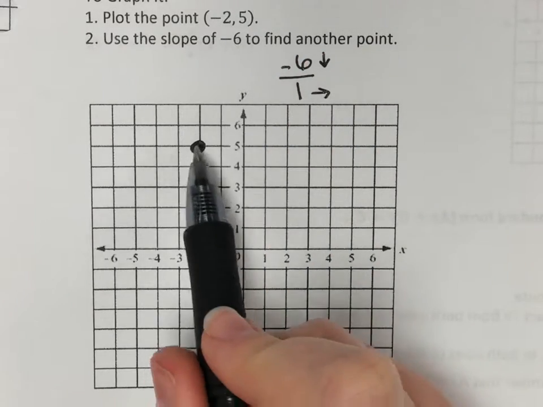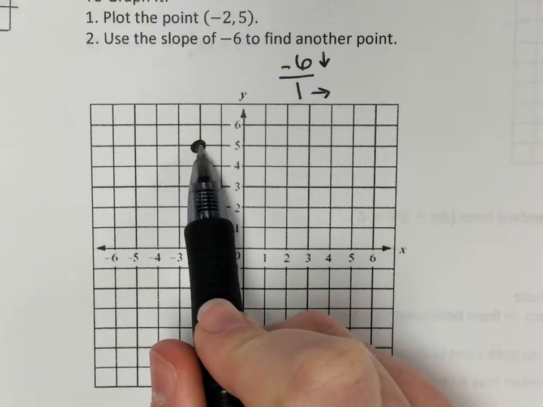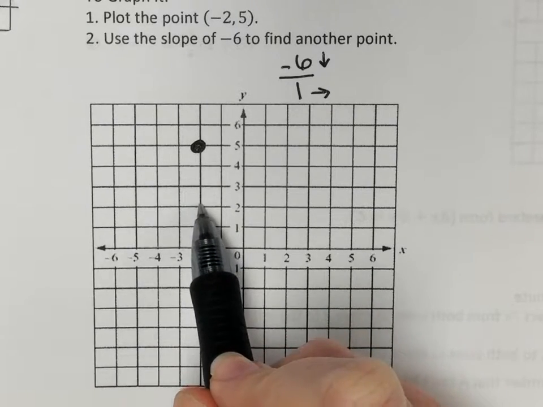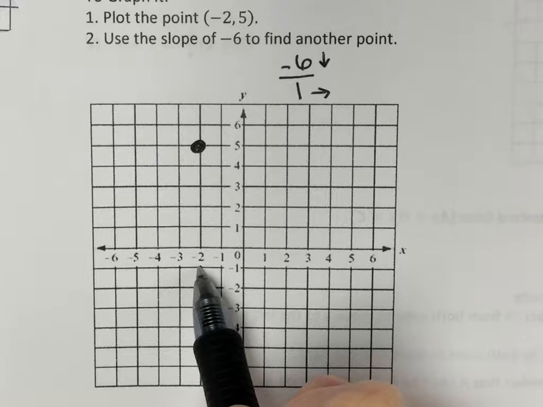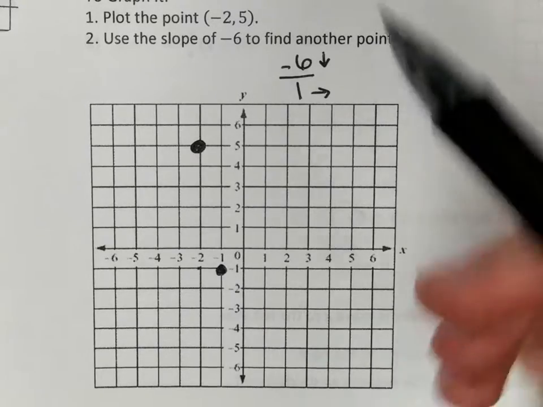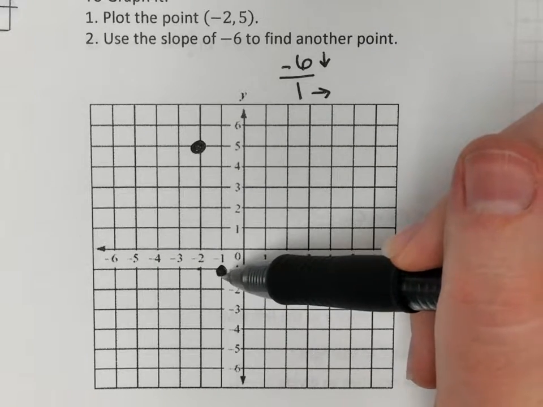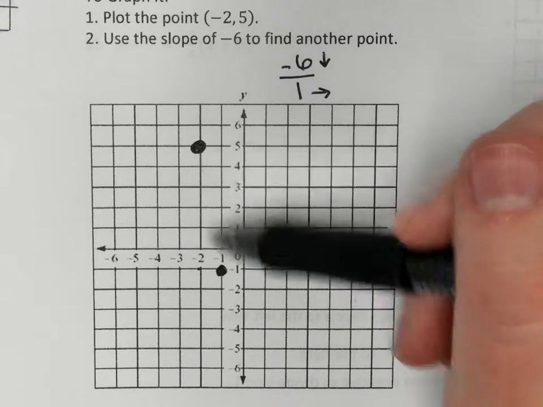Okay? So from this point that we plotted, it's not a y-intercept this time, but that's fine. We are going to go down 1, 2, 3, 4, 5, 6, and right 1. Did I count that right? 1, 2, 3, 4, 5, 6, 1. Okay, so I plotted the point it gave us, and then I used the slope to get a second point. And we always start at the original point to use our slope.